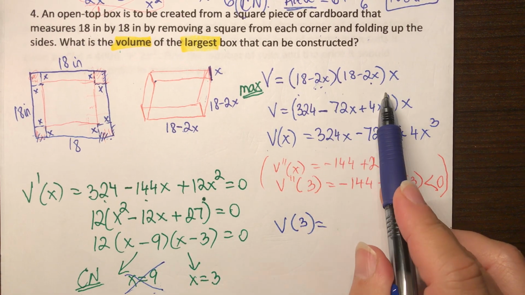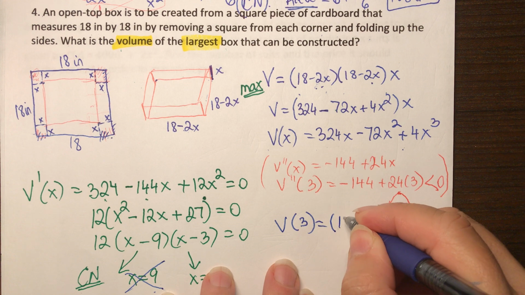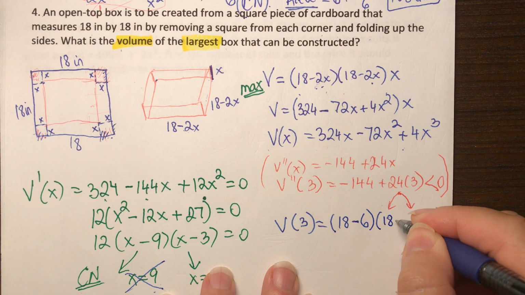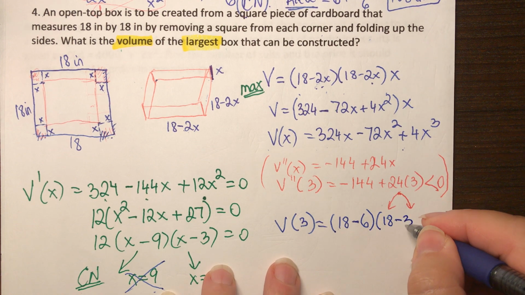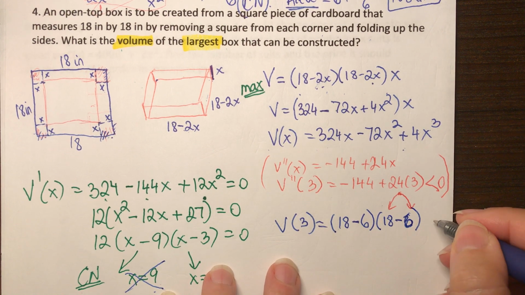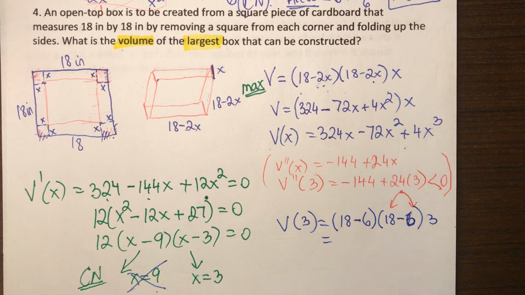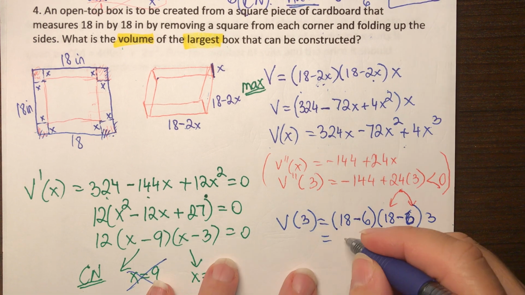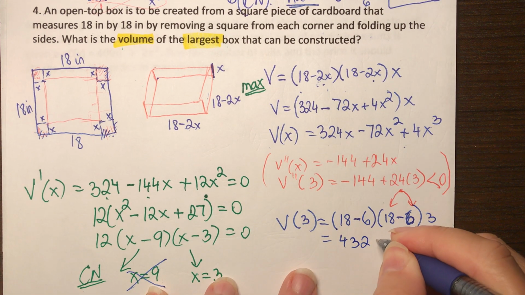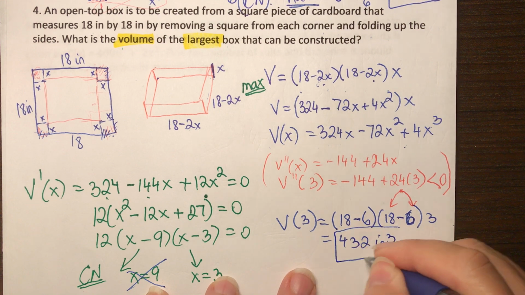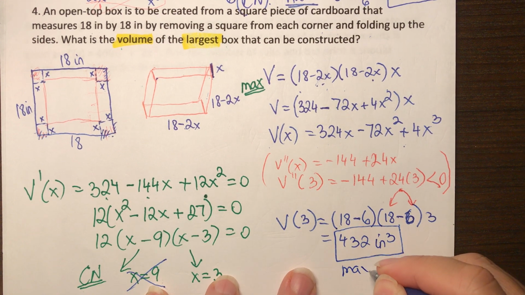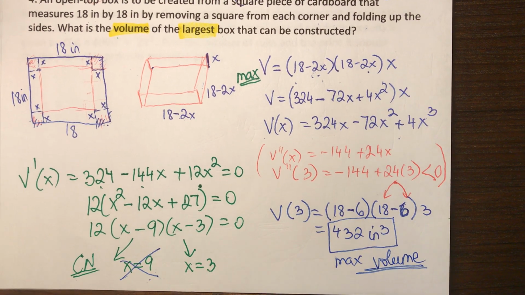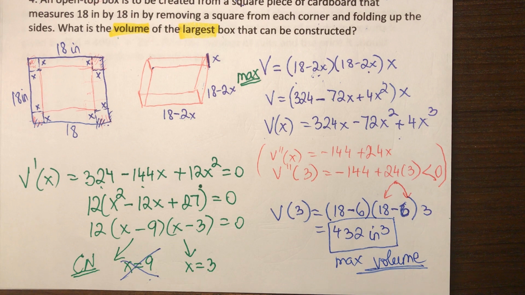You can plug it into either one of these. I'll plug it into the top. So 18 minus 2 times 3 is 6, and 18 minus 2 times 3 is 6, and then times another 3. So that's 12 times 12 times 3, which is 432 cubic inches. So that's the maximum volume that you could create. Okay? And that was your answer.